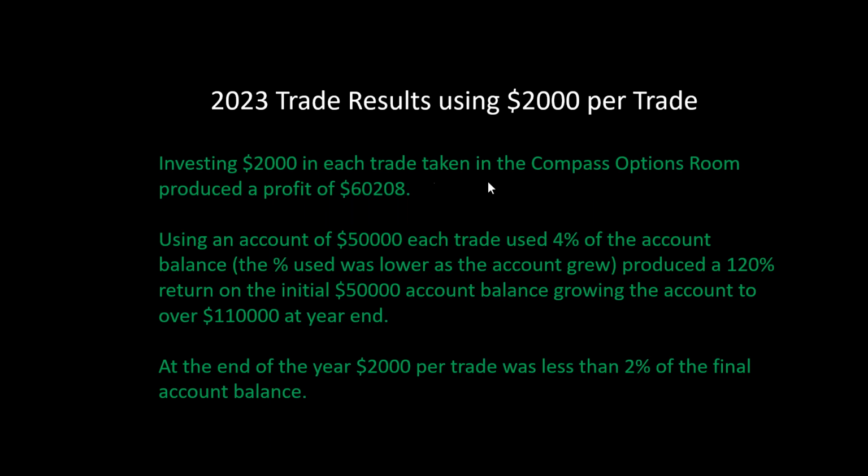All right, so in 2023, using $2,000 per trade in the room, we produced a profit of a little over 60,000. For now the rest of the stuff doesn't matter. It just tells you how much of your account you would have been using, 4% to 2%. In 2024, $2,000 in each trade would have produced about 55,000, just a little bit less. A lot of the profitability depends upon what kind of market you've got. In a trending market, you can stay in the trades longer. In a choppy market, you can't stay in as long.